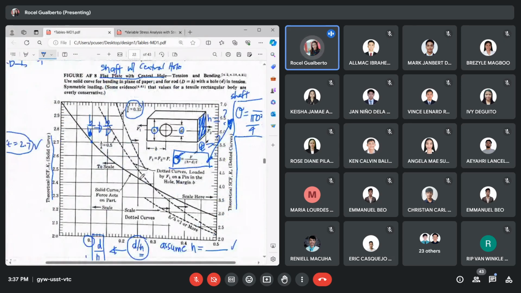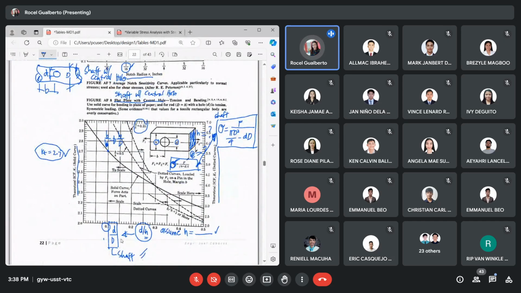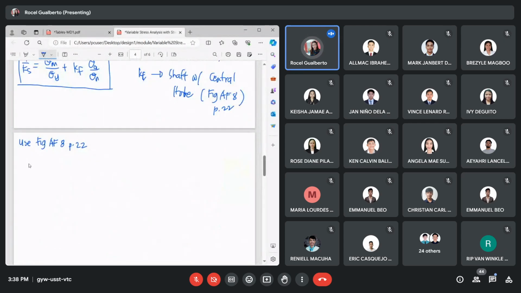So what do we need there to obtain a value of KT? First, the x-axis at the bottom. When we modified it and made it circular, what does the x-axis become? It becomes d over D. So that is what we will get first. You'll have there d over D. But this small d is 0.125, and this capital D is the diameter, so you can't get a ratio yet.